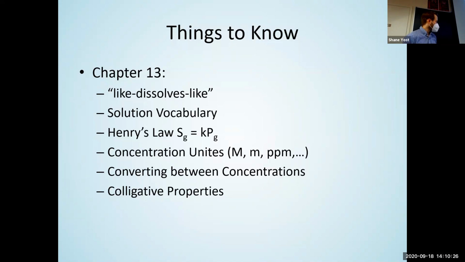And then obviously convert between them, and then know your colligative properties: freezing point depression, boiling point elevation, and vapor pressure decrease, the lowering of your vapor pressure.